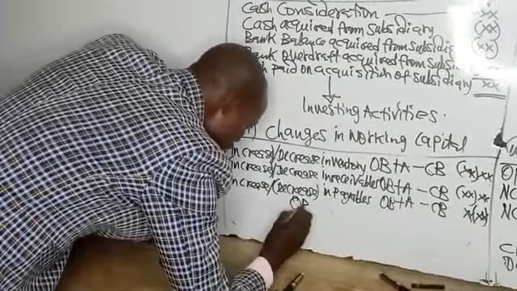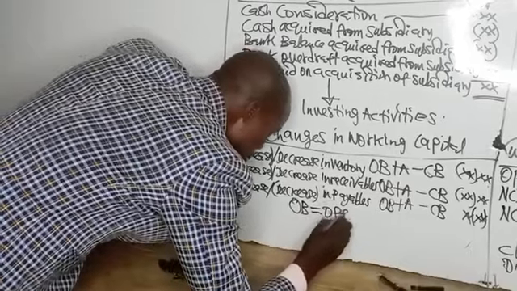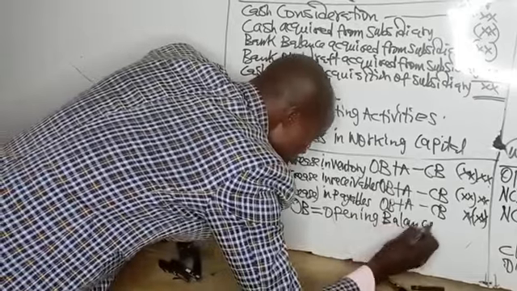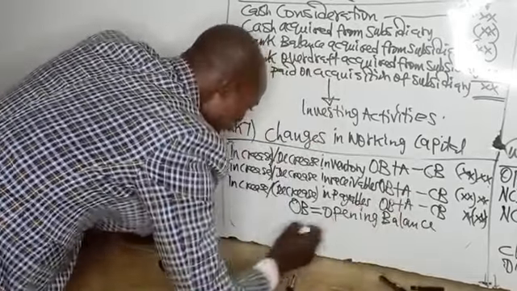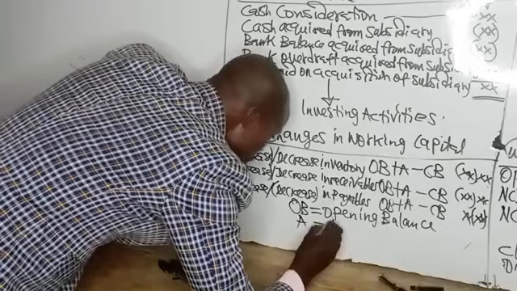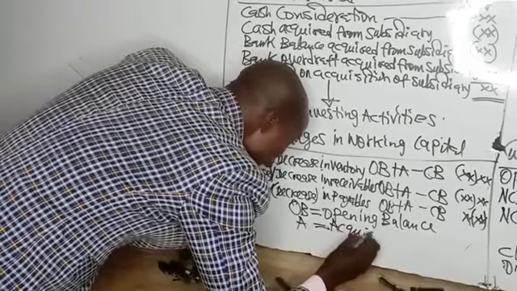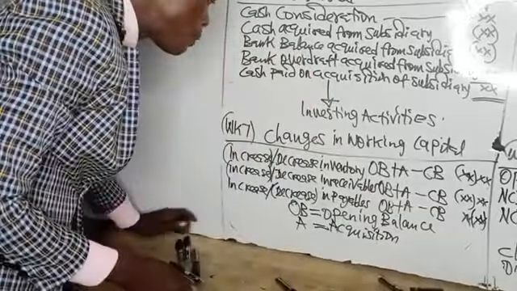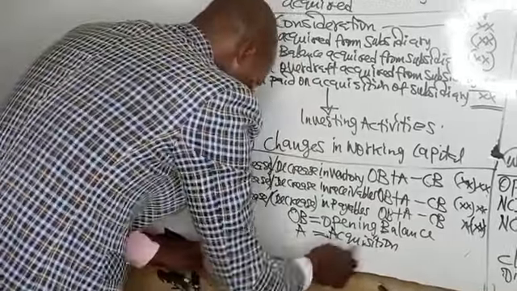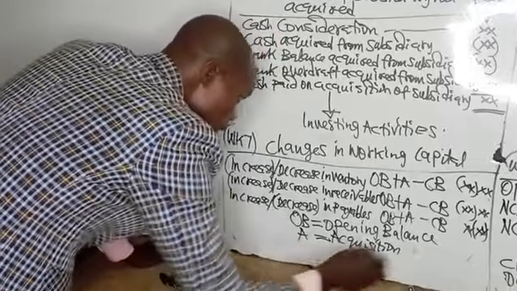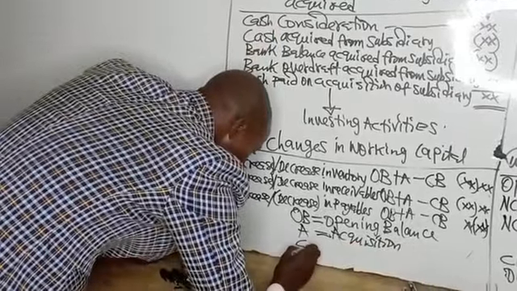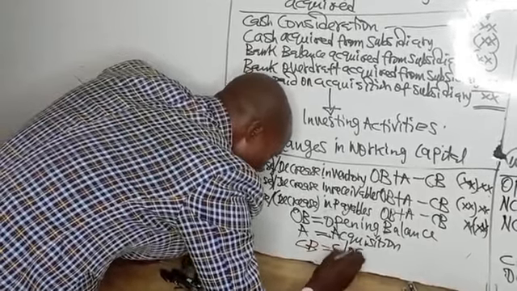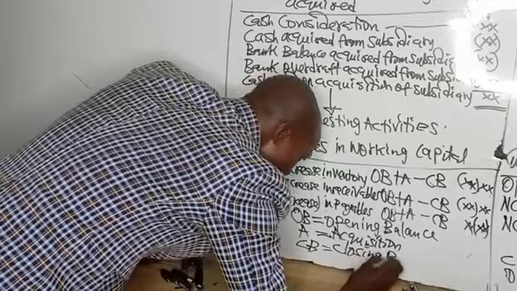The OB stands for opening balance. A stands for acquisition. That is the one acquired during the year. You will see that where you have information about the acquisition of subsidiary during the year. The CB stands for closing balance.